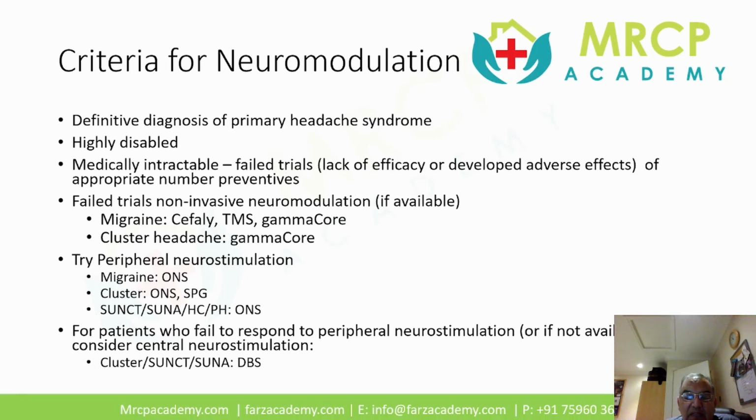For migraines, you can try Cefaly device, TMS or gammaCore. For cluster headache, generally gammaCore, and you can try peripheral neurostimulation as well with an occipital nerve stimulator. We've tried sphenopalatine ganglion stimulator for cluster headaches, and if the patient does not respond to peripheral neurostimulation, sometimes patients have been taken up for DBS as well, but the selection criteria for this is very strict.